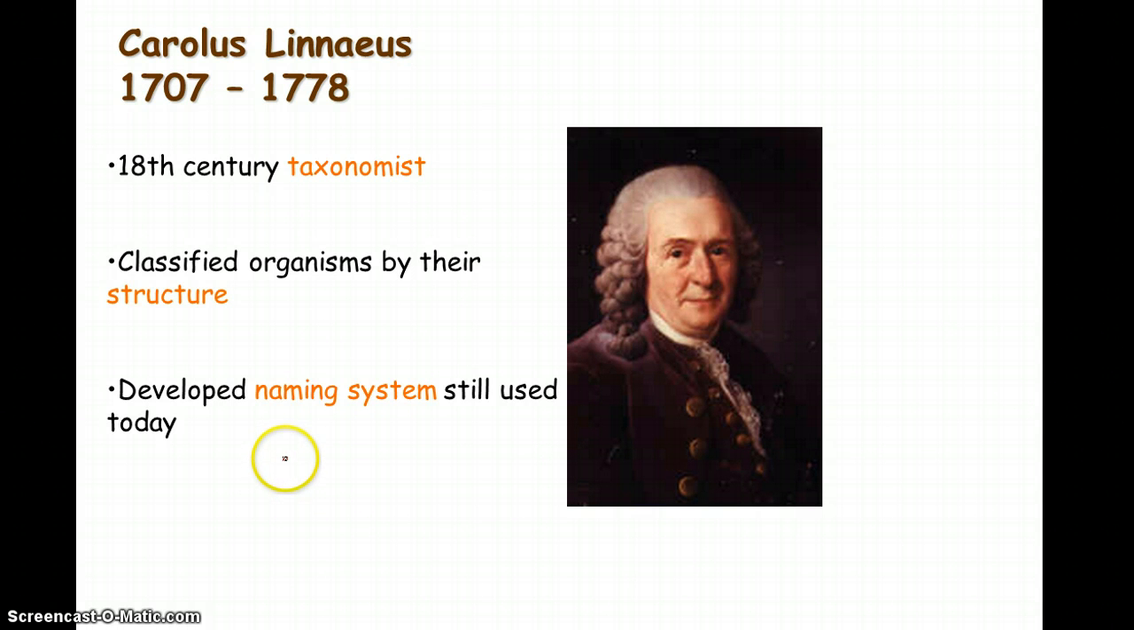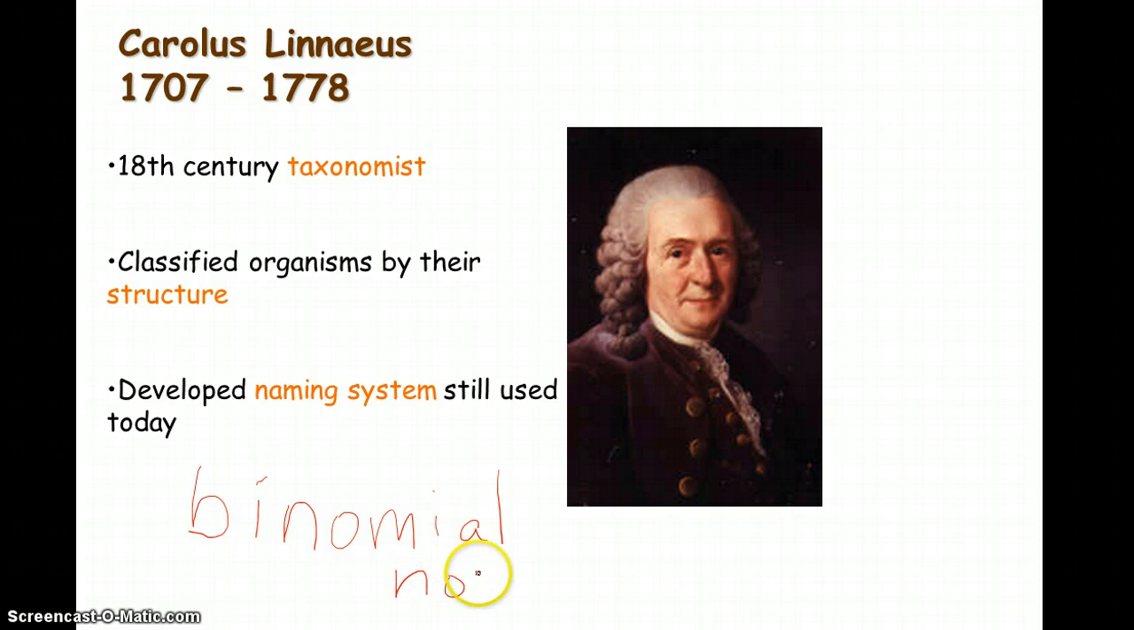Linnaeus also used Latin, and he classified organisms by their structure. The naming system that he developed is one that's still used today, and that's where we have two names for a species, the genus and the species name. Since it's two names, we say it's bi, meaning two. Binomial, nomial meaning name.